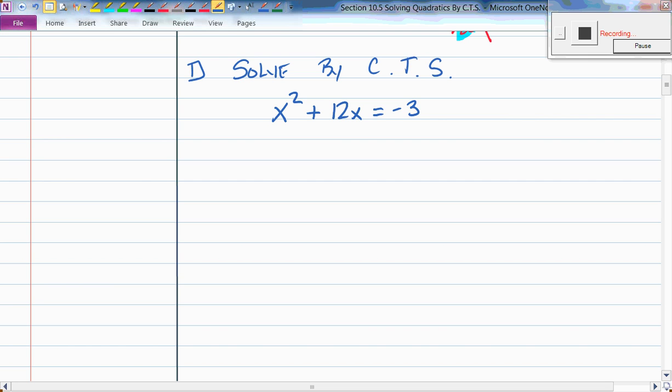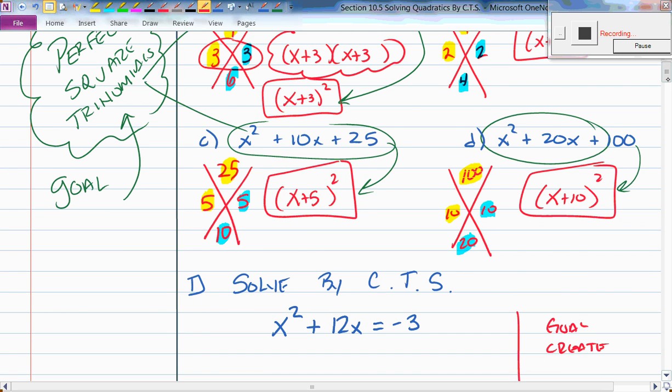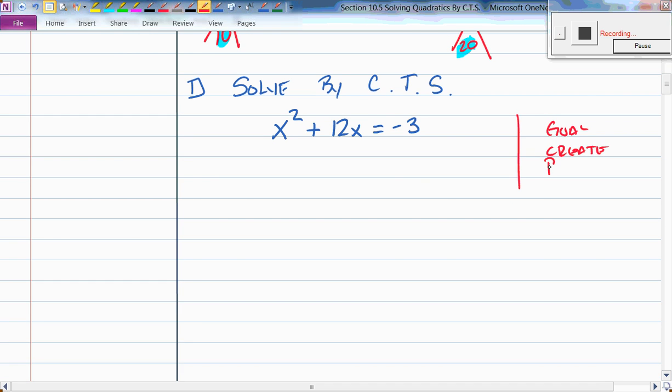So remember, when we solve by completing the square, our goal is to create what? What's our goal? I said it right back up here. What do we call these things? Our goal is to create a perfect square trinomial. That's our goal. So we're going to do that right over here. We're going to create this. And here's how we're going to do it.